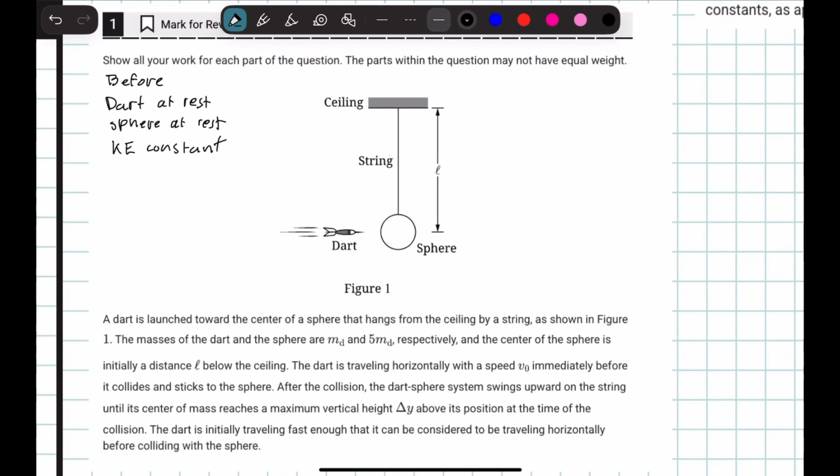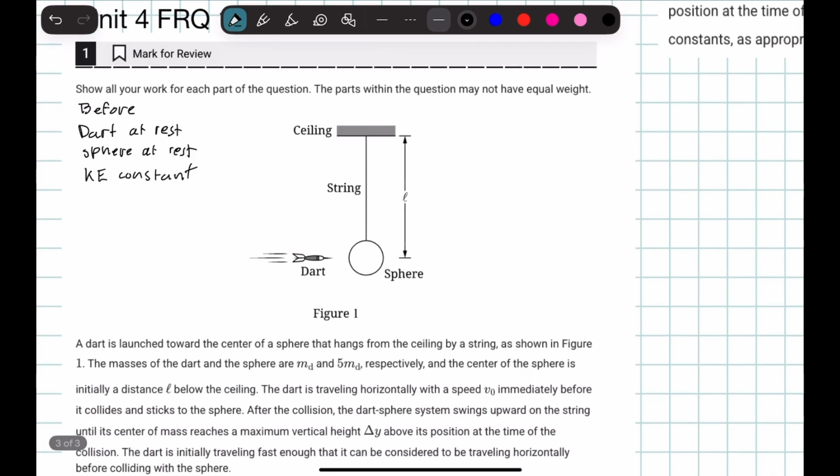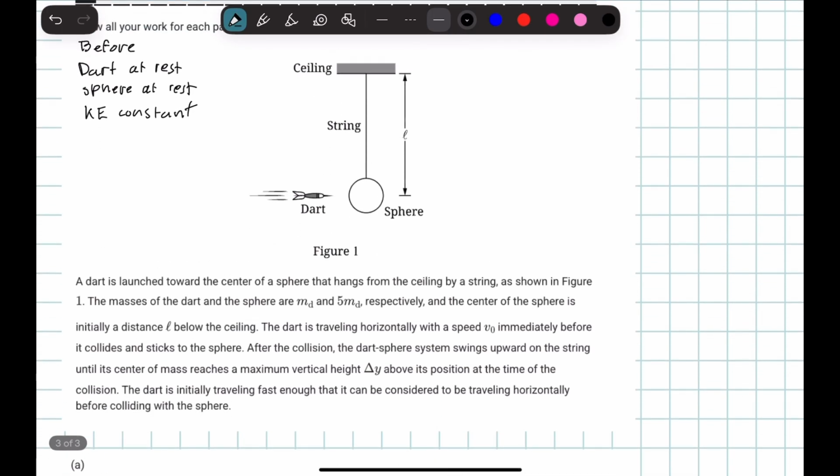Alright, we're going to be tackling the Unit 4 FRQ. A dart is launched toward the center of a sphere that hangs from the ceiling by a string. As shown in Figure 1, the masses of the dart and the sphere are m_D and 5m_D respectively, and the center of the sphere is initially at a distance L below the ceiling. The dart is traveling horizontally with a speed of v initial immediately before it collides and sticks to the sphere.